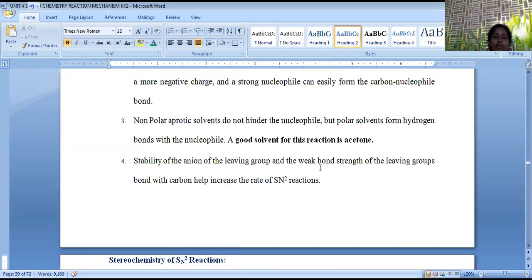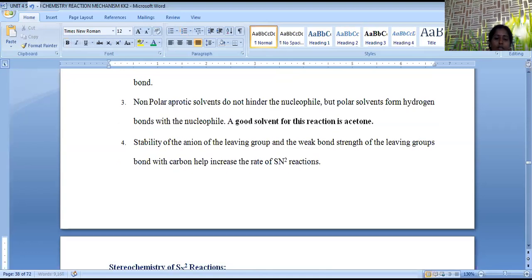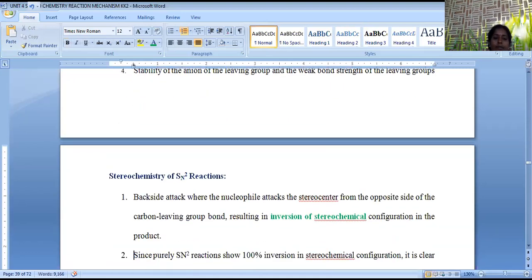Stability of anionic leaving group and weak bond strength of leaving group help in the increase in the rate of SN2. When the leaving group is very labile, meaning easily eliminated from that, formation of product is possible more easily.